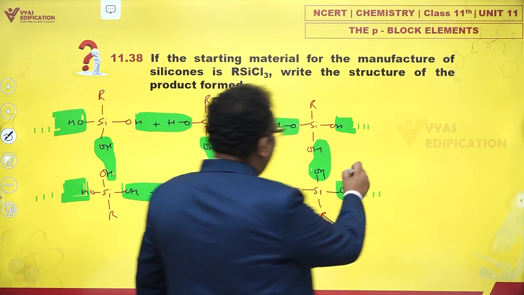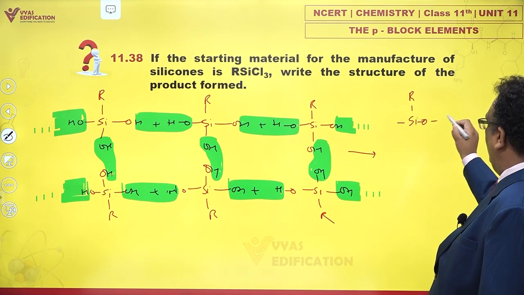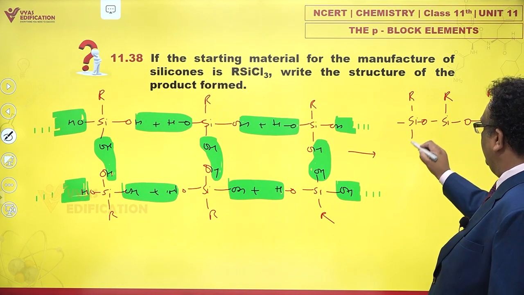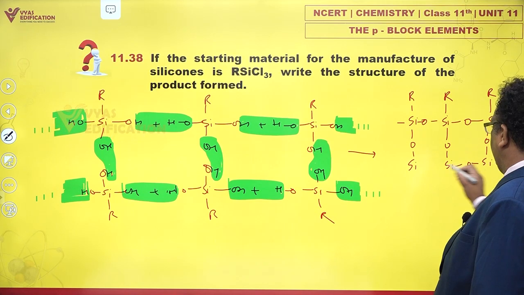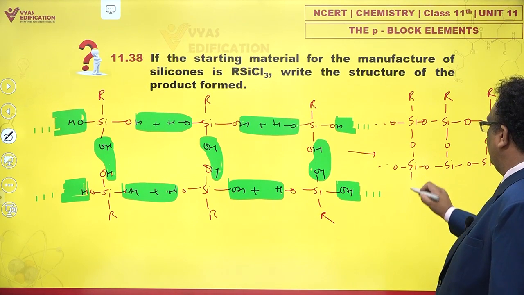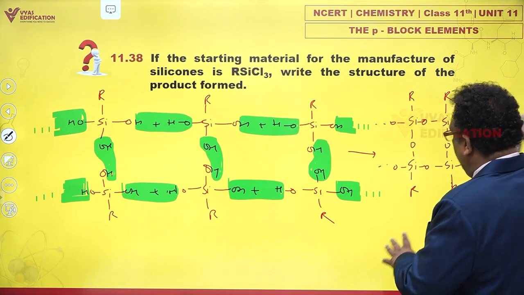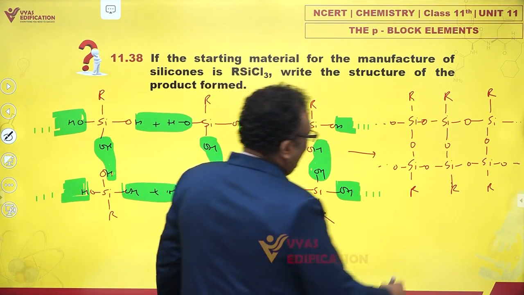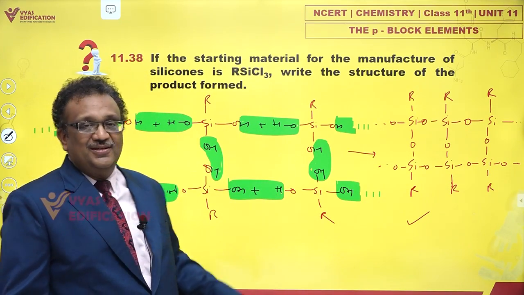If we condense this, you know what we get? We get R, Si, O, Si, O, Si. You have R groups here, and you have O, Si, O, Si, O, Si. You get a ladder-like structure. This is ended. But on this side, it's a double-chained ladder which continues. And this is the structure of the product, my dears, which is formed as a linear silicone. In fact, not linear, it's a cross-linked silicone.